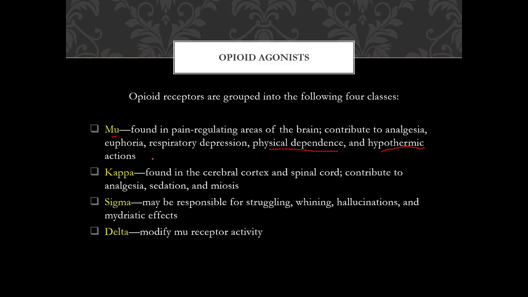Kappa receptors are found in the cerebral cortex and spinal cord, and they contribute to analgesia, sedation, and miosis. Miosis is constriction of the pupil. Sigma receptors are responsible for struggling, whining, hallucinations, and mydriatic effects, so we don't want to stimulate those sigma receptors. And then delta receptors modify mu receptor activity. Where you're going to see the agonists work most often are mu receptors and kappa receptors.